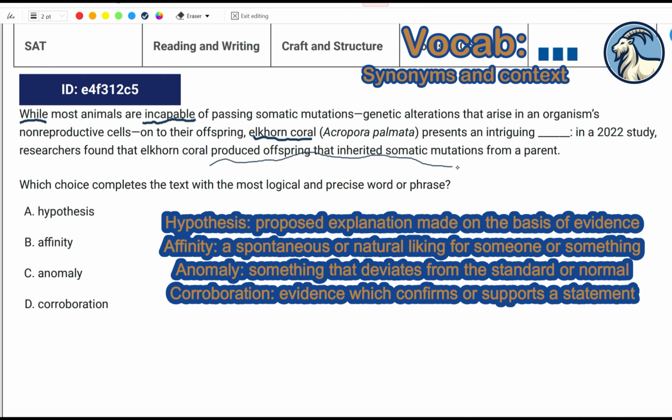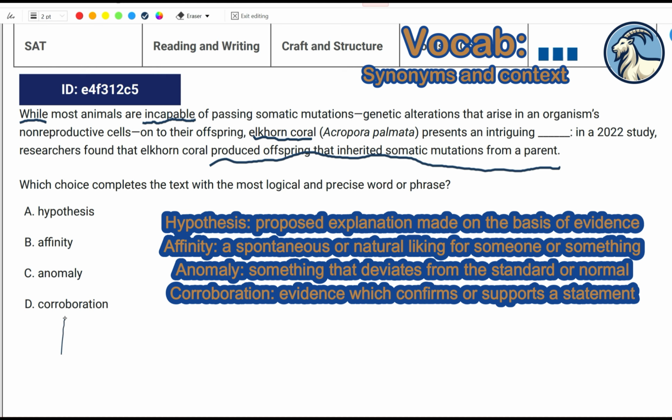So we're looking for something that's kind of opposite in general. That's really the hint that they're getting at. There's no exact synonym in this one. They're just looking for a word that seems to mean going against. And it's hard to know all the meanings of every word, but you can see that hypothesis doesn't fit, affinity doesn't fit, and corroboration doesn't fit.